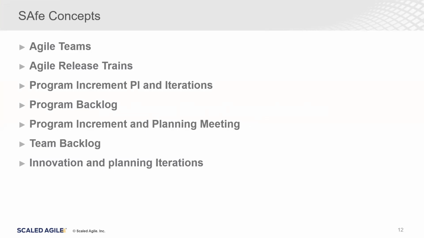Go ahead. What does E mean in SAFe? Sorry, SAFe, which is Scaled Agile Framework. That's it. Framework. Yeah. That's it.